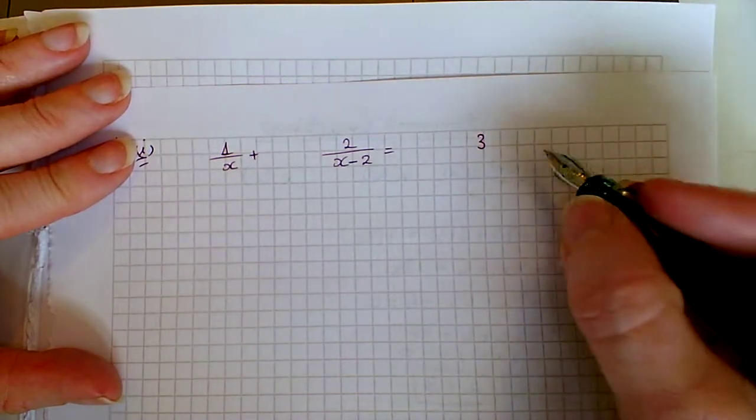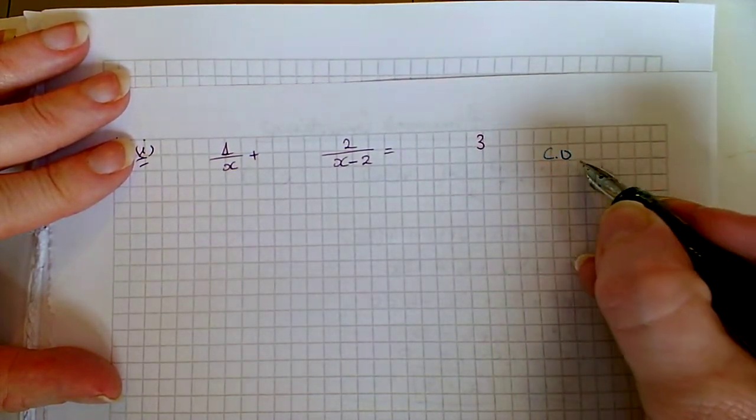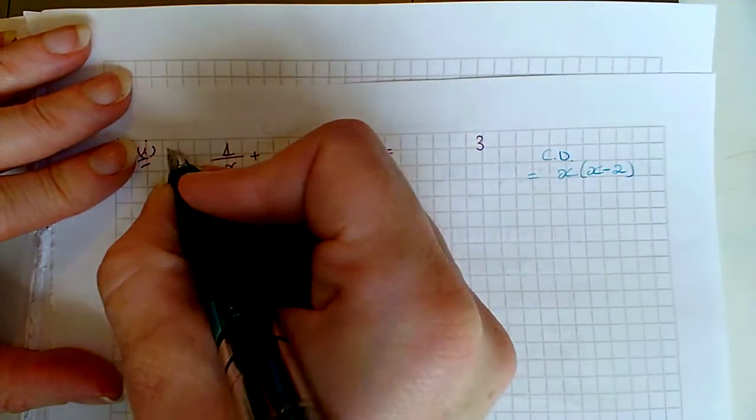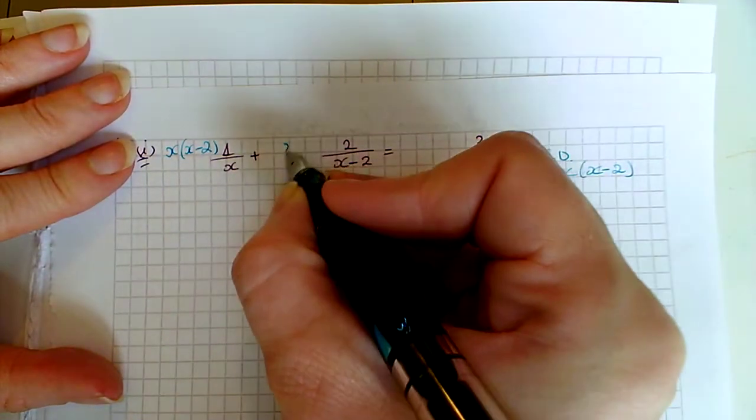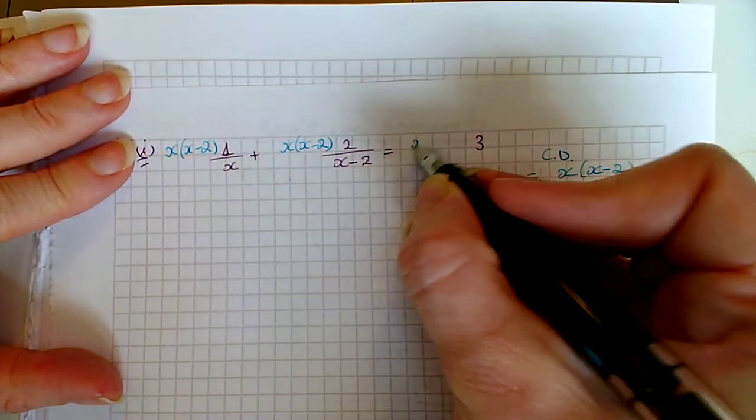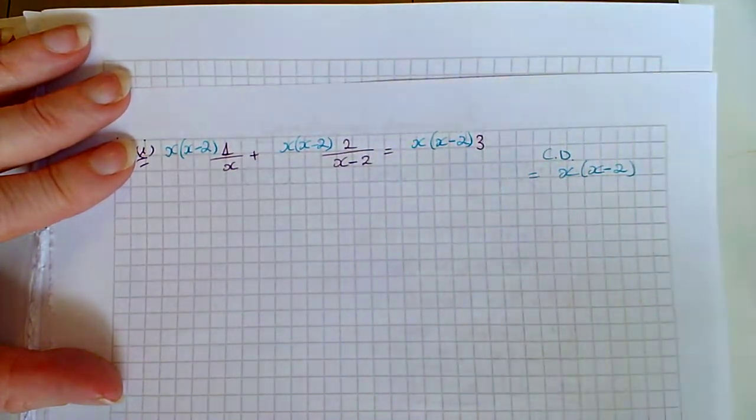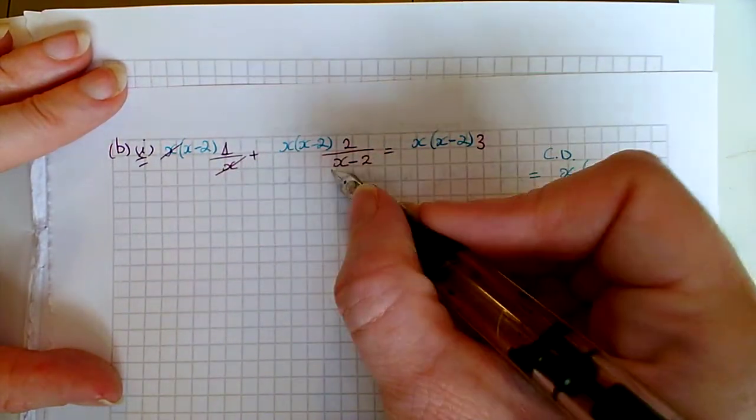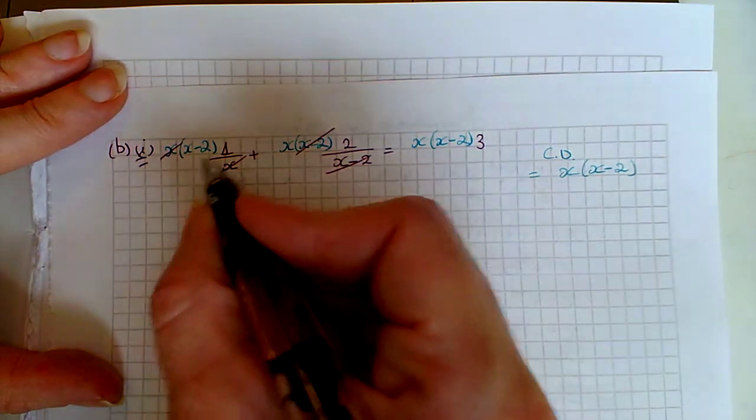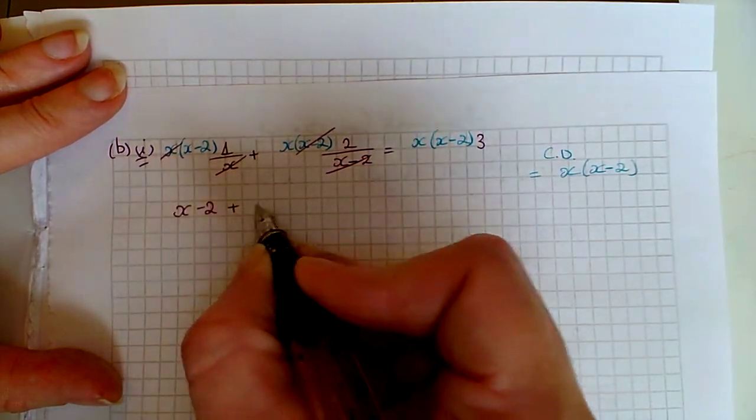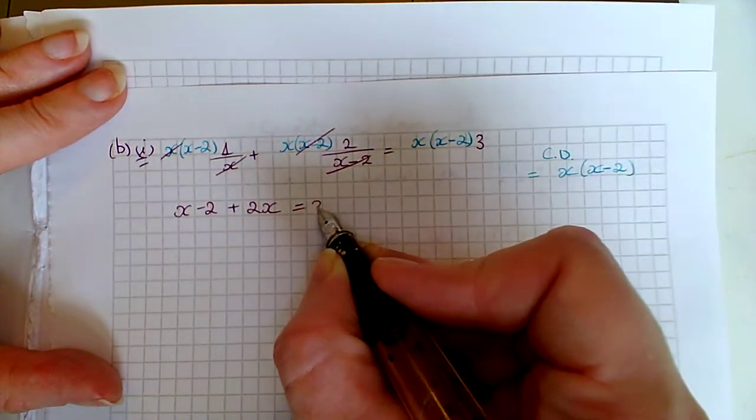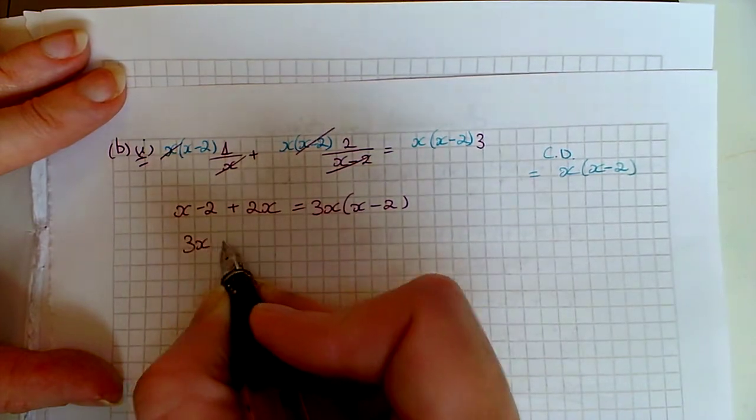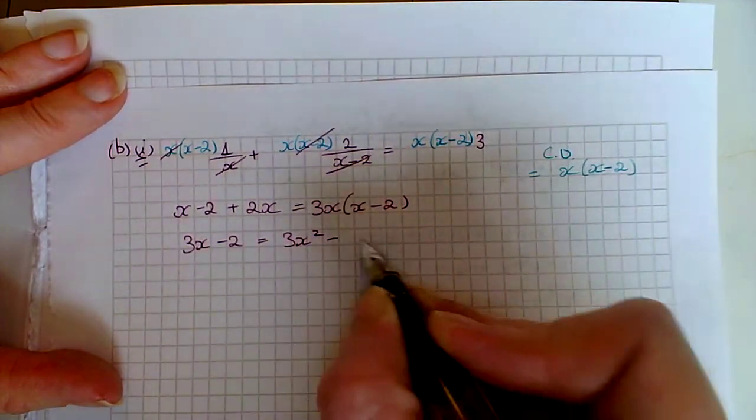It's the two denominators multiplied together. So my common denominator is going to be x multiplied by x minus 2. x by x minus 2 here, x by x minus 2 here, x by x minus 2 here. Doesn't matter which side you write, as we know. The x's cancel, x minus 2's cancel, and nothing cancels. So I have 1 times x minus 2 plus 2 times x equals 3 times x by x minus 2. And we have 3x minus 2 equals 3x squared minus 6x.